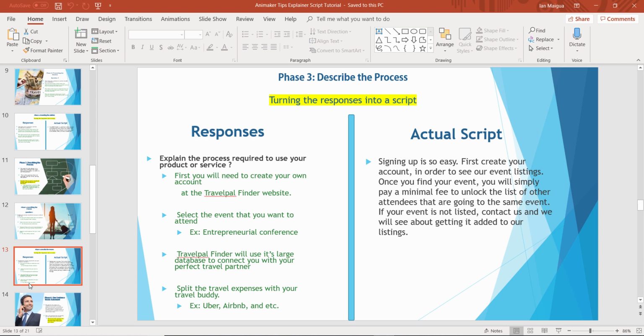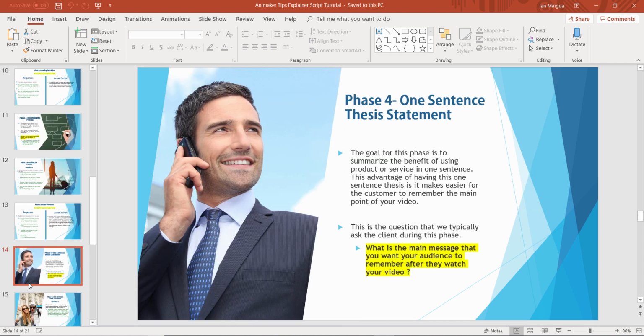Now, after completing phase 3, the next step is to create a one-sentence thesis statement. What this basically means is, if you remember, if you went to English class, you were always taught to create a thesis statement. A thesis statement basically means your main goal. What is your main goal for a person to get when they watch your video? One of the best ways to approach that is to ask yourself, what is the main message that you want your audience to remember after they watch your video?